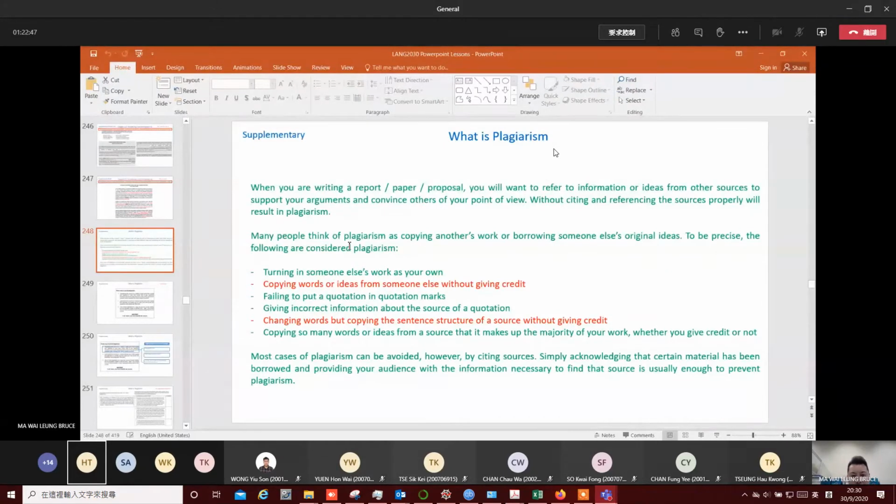You just turn in someone's work as your own. Number two, I don't think you would turn in someone's work as your own, but there may be some trap or some oversight that you may not know. When you're copying words or ideas from someone else without giving credit, that is plagiarism.